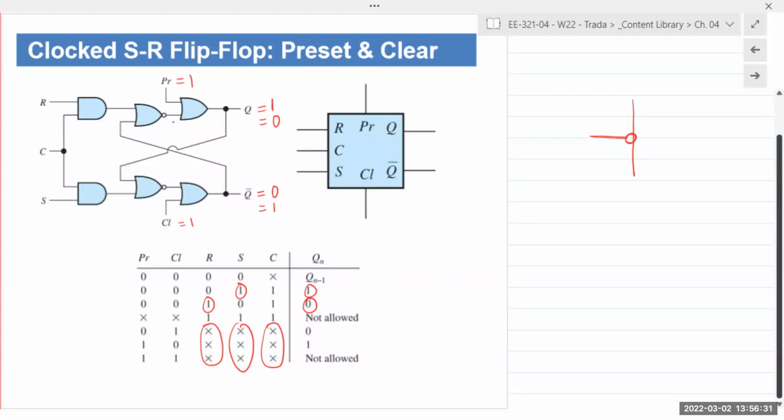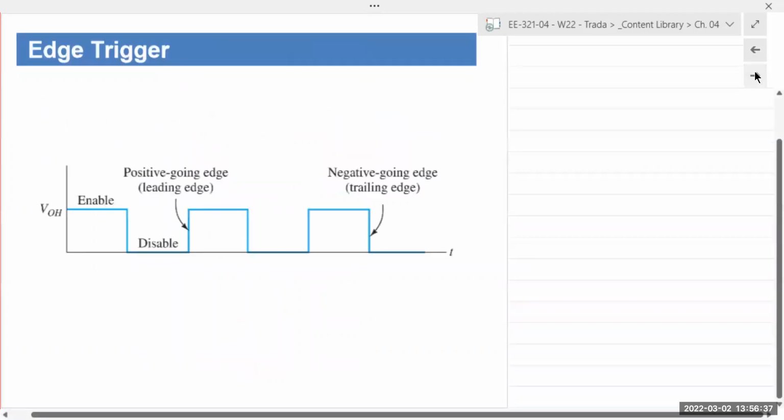Wow, it's only 4 minutes left. Let's move on to D flip-flop. But before that, let's talk about edge trigger.